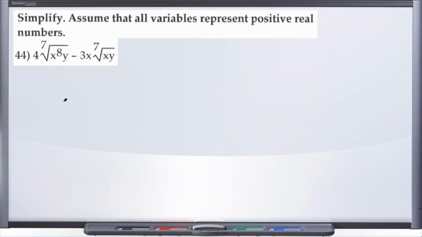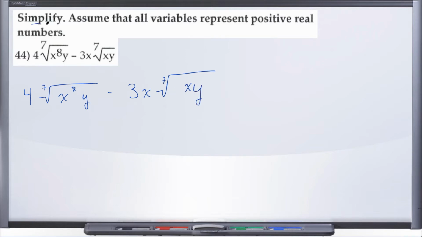All right, so taking a look here at number 44, we're still in the same section, so we're simplifying, and we're to assume that all variables represent positive real numbers. So with number 44, we've been given 4 times the 7th root of x to the 8th y minus 3x times the 7th root of xy.